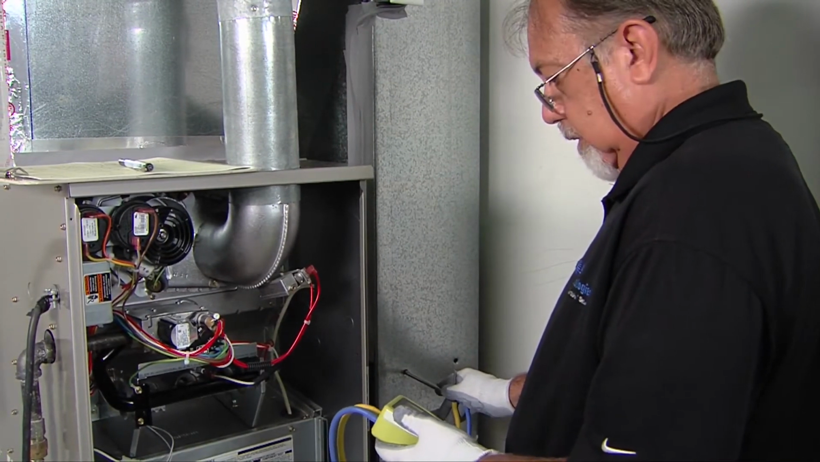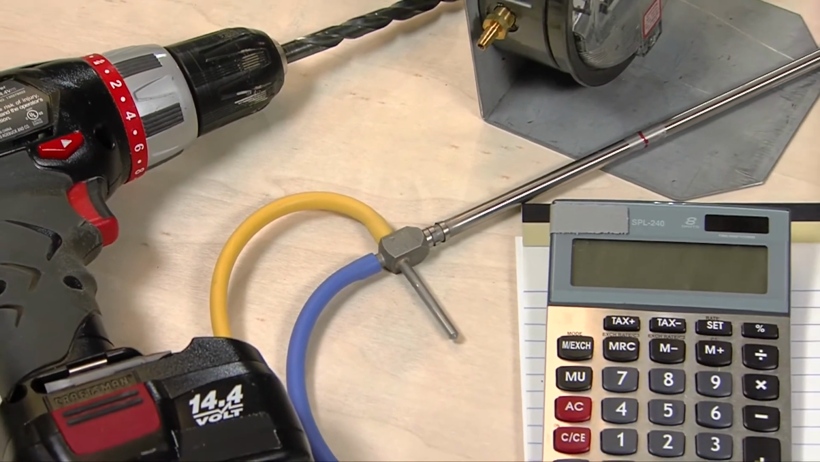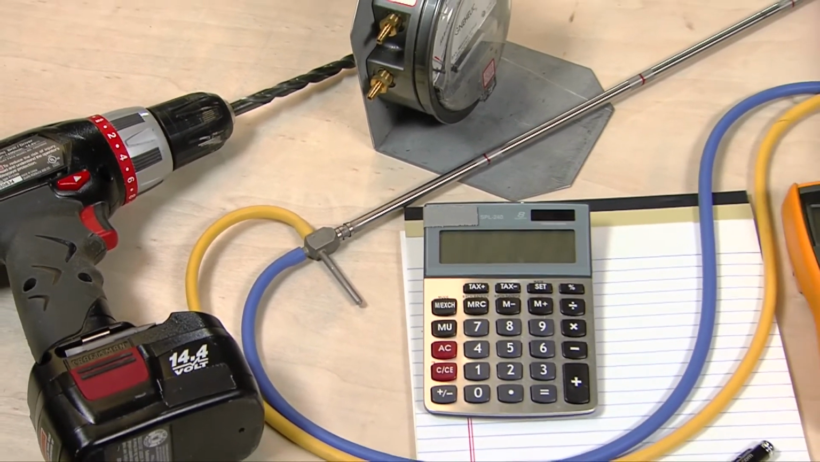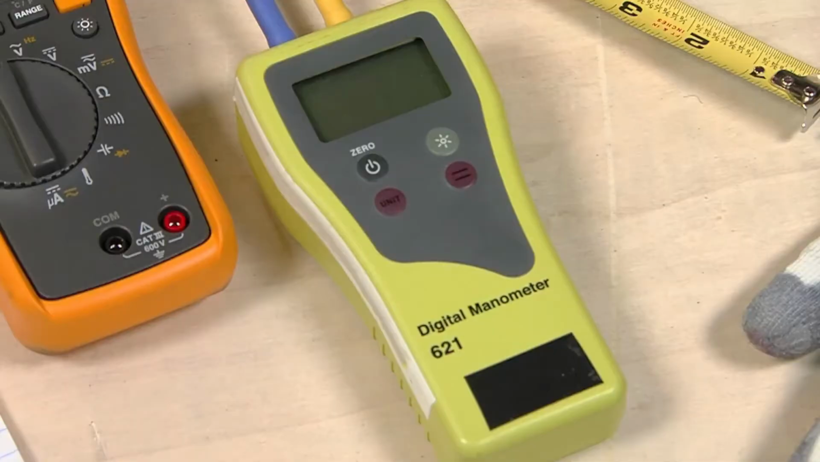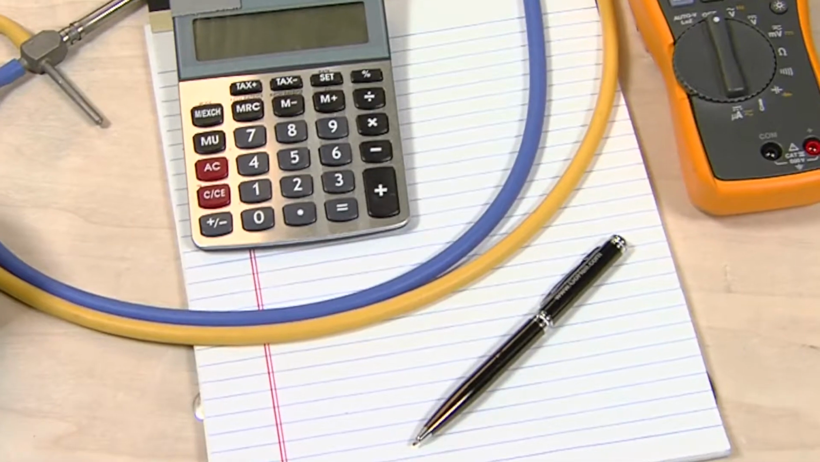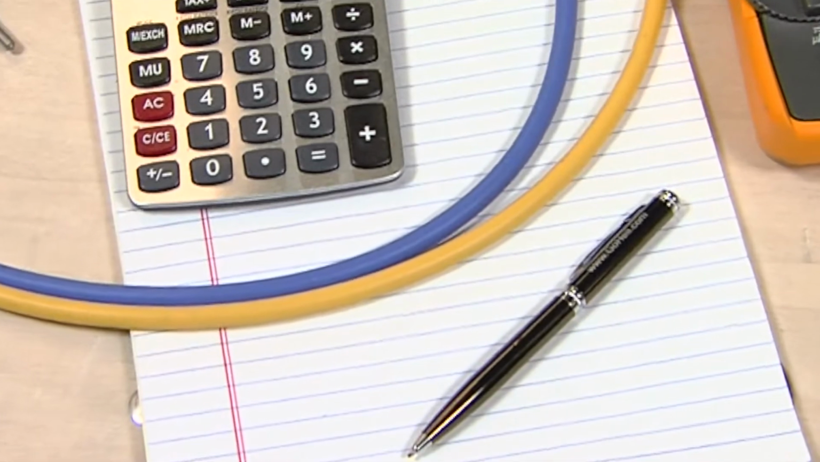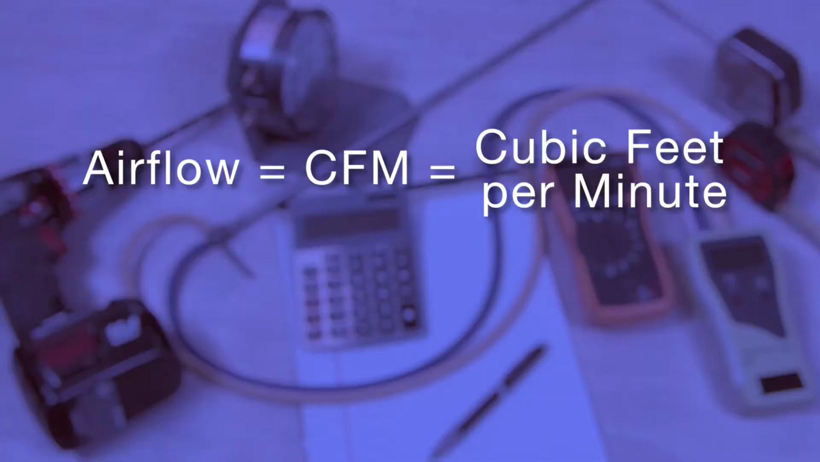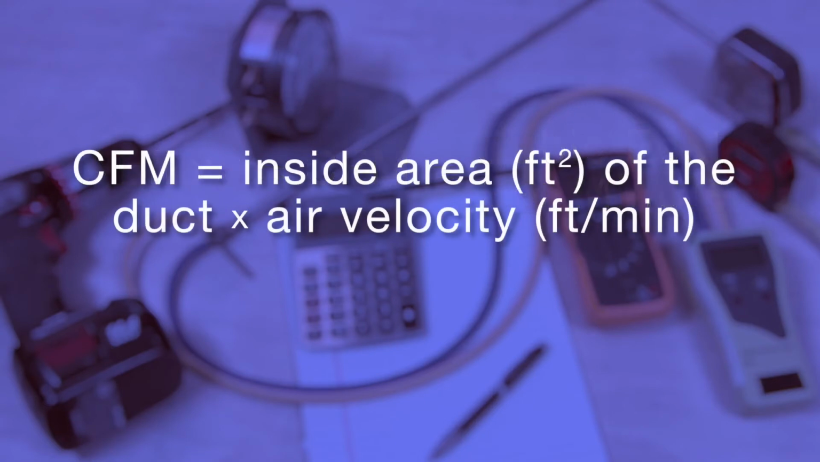To measure airflow, you will need the following tools: a pitot tube, a magnehelic or inclined or digital manometer with a resolution from 0 to 0.1 inches of water column. A 0 to 1 inch water column manometer may be used. You will also need a thermometer, a tape measure, a calculator, and a pad of paper. Airflow is measured in CFM, which stands for cubic feet per minute. CFM is equal to the inside area of the duct in square feet and the velocity of the air in feet per minute. When multiplied together, the result is cubic feet per minute.